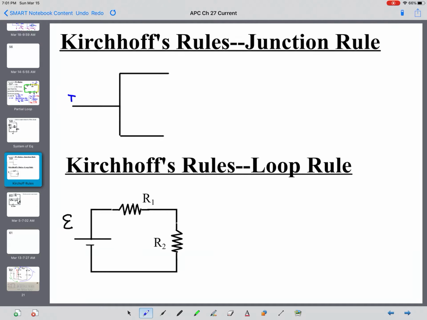Junction rule, thinking in terms of current, if I have 10 electrons flowing into this junction here, then what's coming out the other side? Some's going to go up, we'll call that I2. Some's going to go down, we'll call that I3. And our original current we'll call I1. Well, junction rule, basically logical, whatever goes into the junction has to come out the other side. So then I1 is equal to I2 plus I3.